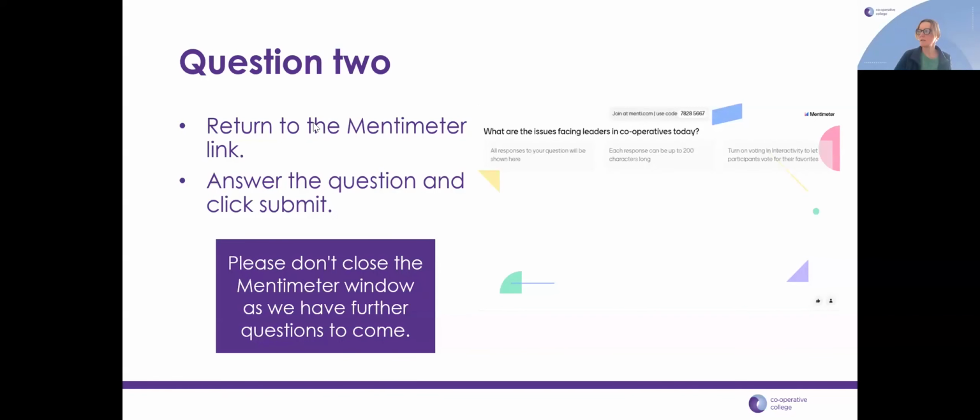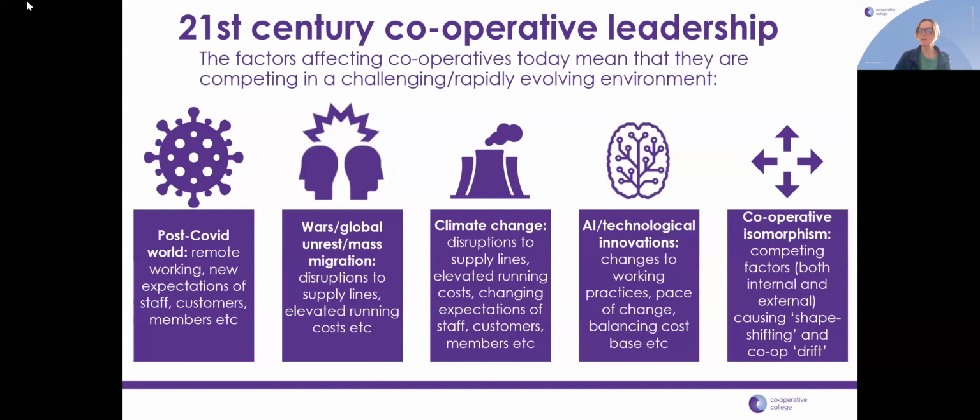So we've just done the Mentimeter. So thinking around cooperatives more broadly in the 21st century, and the different things that are having to be balanced by cooperative leaders. And the fact that we are living in quite challenging times, I think we can all agree there that the world feels like quite a difficult place at the moment. And I think some of the factors that are affecting cooperatives as well as other businesses as well.